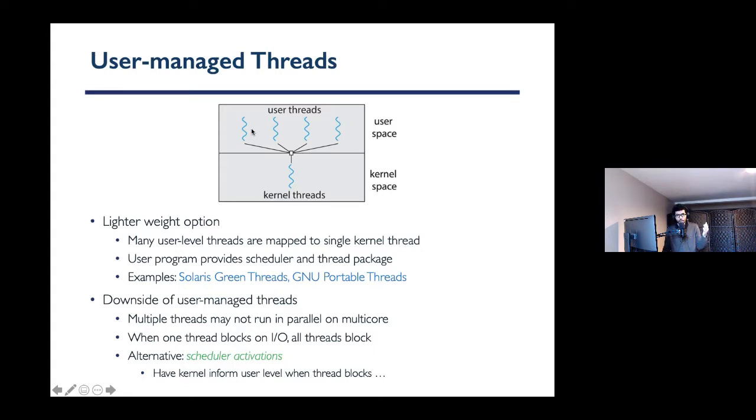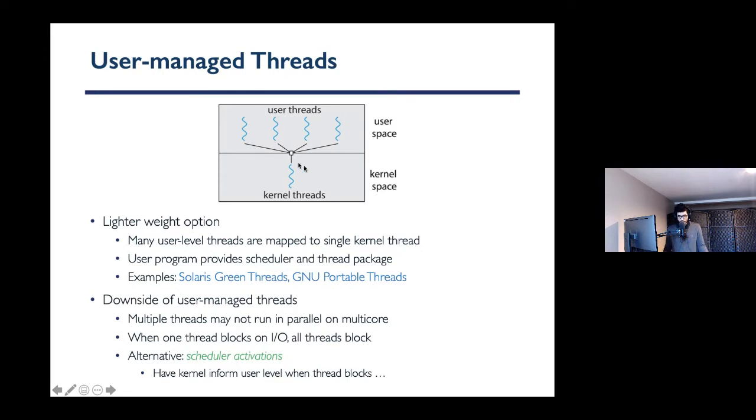So maybe a better way is to put a cap on how many user threads you want, so that you have multiple kernel threads, and each one of them has multiple user threads, so that you can use multiple cores. But if you put all of your user level threads in one context and get one kernel thread for it, then all of them have to share one core. So that's the first one.